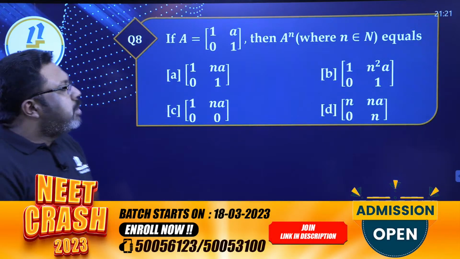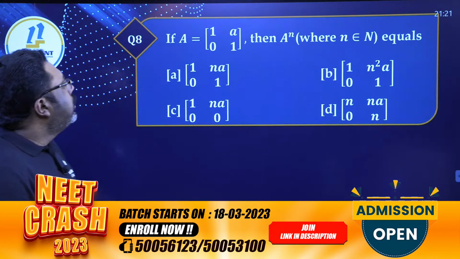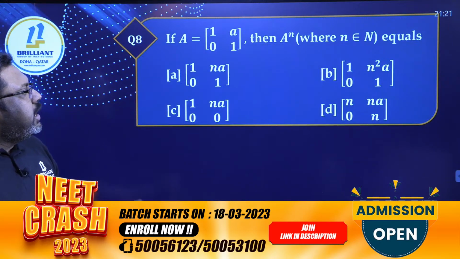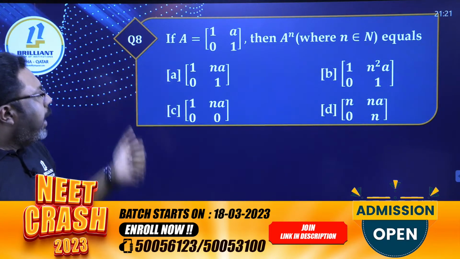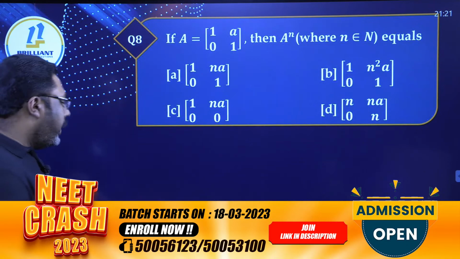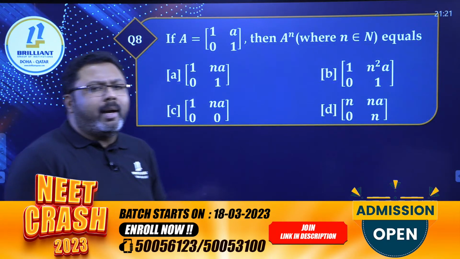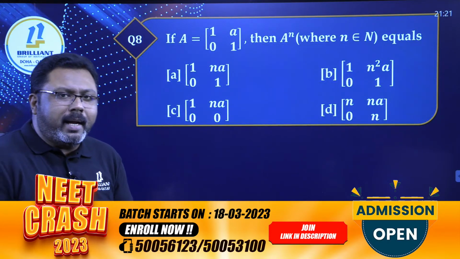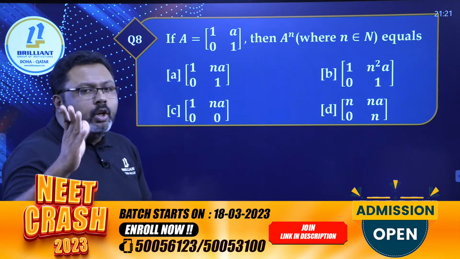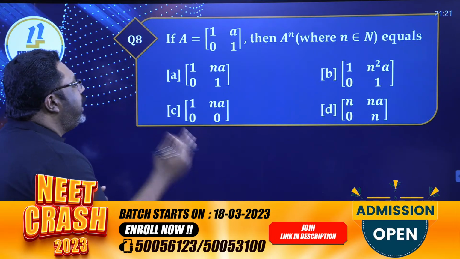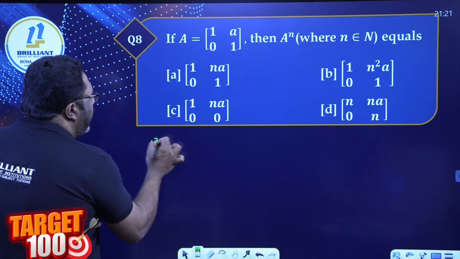Question number 8. 1, A, 0, 1 is A. Then what is A raised to N? Normally when it's seen like this, some schools have taught you to do questions based on the principle of mathematical induction. Your idea will go to that. No need. It's an MCQ question, so you need not go to that. So what is going to be A squared?